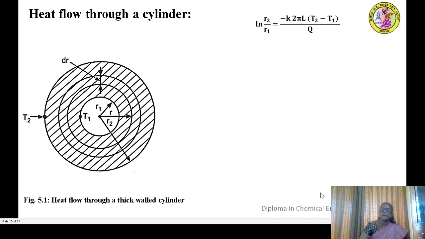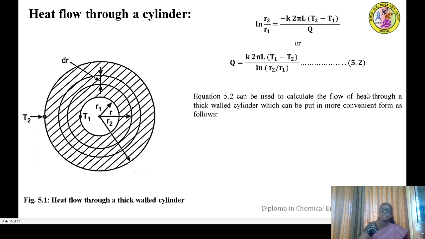So it becomes ln r2 by r1 is equal to minus k2 pi L into t2 minus t1 divided by k q. So shift that q to the left hand side. Finally, the equation becomes q equals k2 pi L into t1 minus t2 whole divided by ln r2 by r1. So keep this as equation number 5.2.